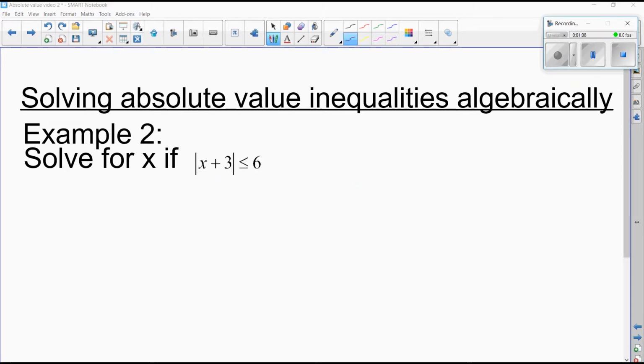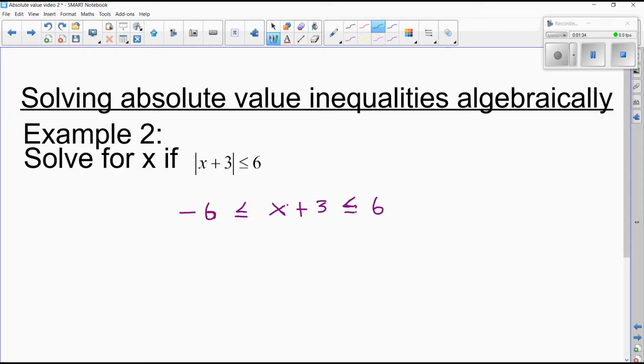In example 2, I'm asked to solve for x if the absolute value of x plus 3 is less than or equal to 6. So I'm going to do this using two methods. The easiest method, I think, is if you say x plus 3 is less than or equal to 6, and at the same time greater than or equal to negative 6. So I need to solve for x.